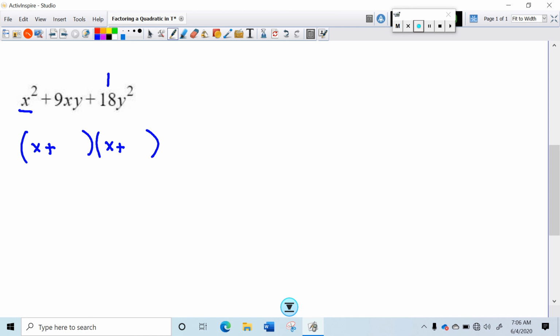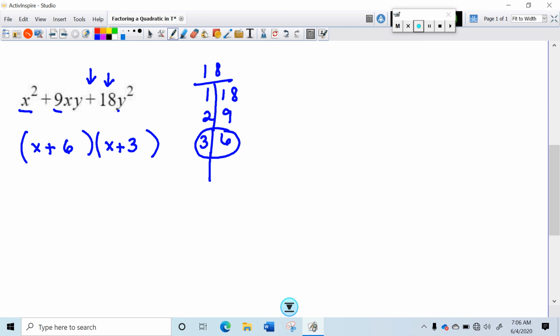Okay, I want the factors of 18. So 18 divided by 1 is 18. 18 divided by 2 is 9. 18 divided by 3 is 6. 4 doesn't work, 5 doesn't work, and 6 we've already got. Okay, we want to add to get 9. So 6 and 3, biggest one first, and we also had 2 y's that need to be split up evenly as well.